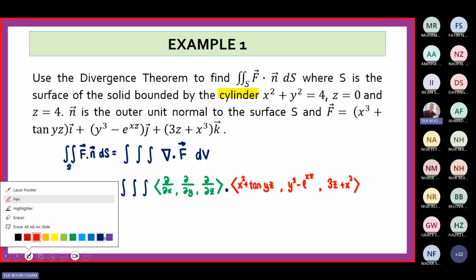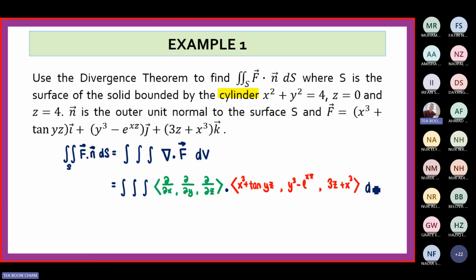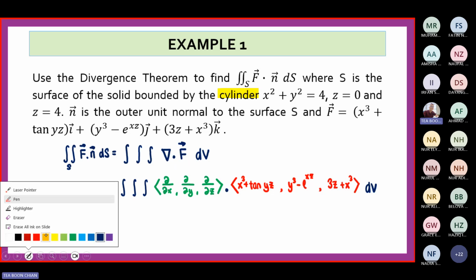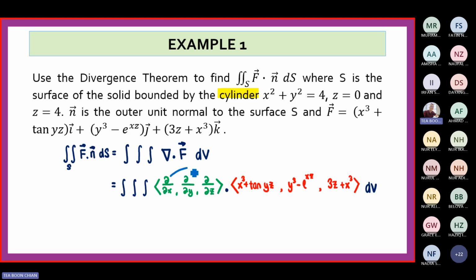All right, I still remain in cylindrical coordinates, dV first. I don't want to confuse myself with all the integral setup yet. Just focus on the divergence. Divergence is del dot F. In other words, del over del x multiplied by x to the power 3 plus tan(yz). This means that you will differentiate this component partially with respect to x. Remember partial differentiation? Differentiate this component with respect to x.